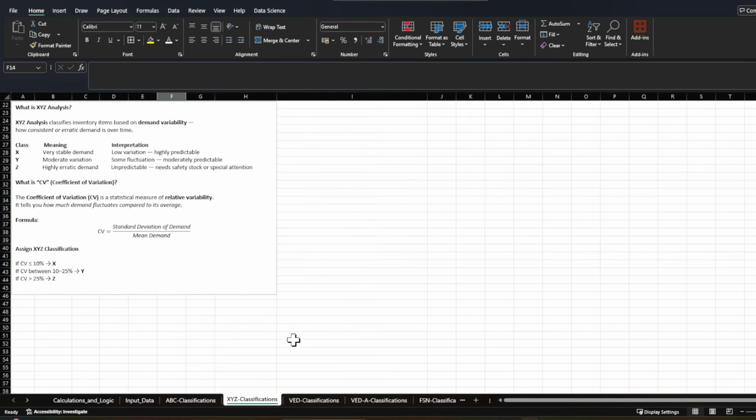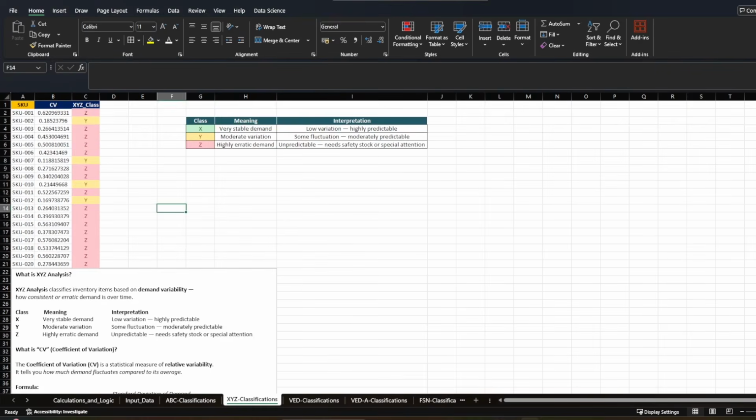Okay. Then what you need to do is assign the XYZ classification on the basis of the value of CV. So if CV is less than 10%, it means the demand is highly stable. You need to assign X. If CV is between 10 to 25%, it is moderately variable. You need to assign Y. And if CV is greater than 25%, it means it is highly variable. You need to assign Z and you need to pay much attention to stock availability.